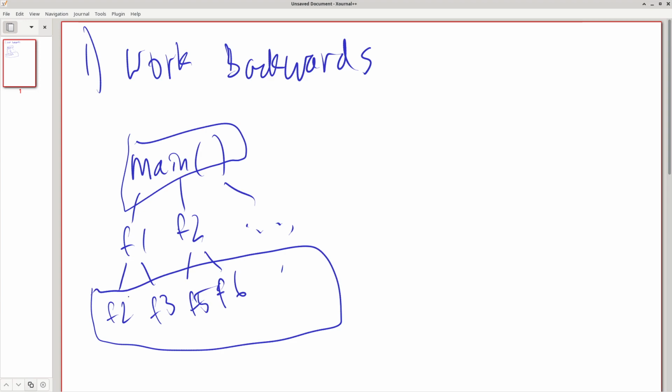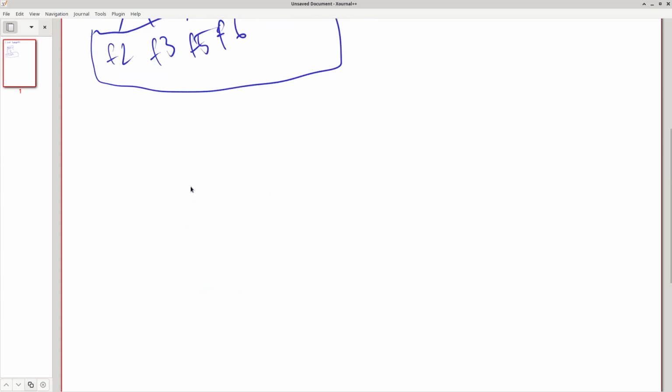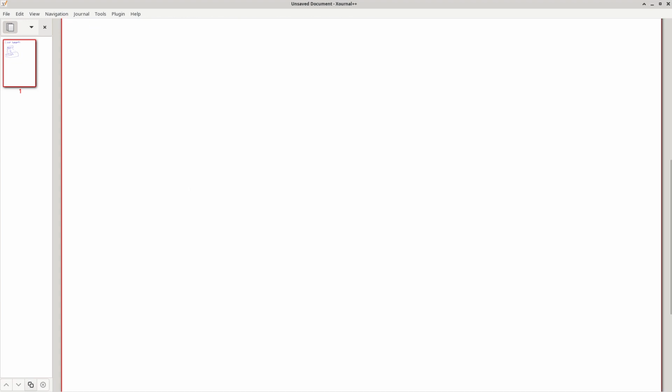Sometimes you need some simple data structures like a vector or something. But the point is, I find it a lot more productive and efficient to start with the problem and then divide into subproblems instead of trying to skip to the most basic subproblem. So that's the first tip. Work backwards. All right, second tip.